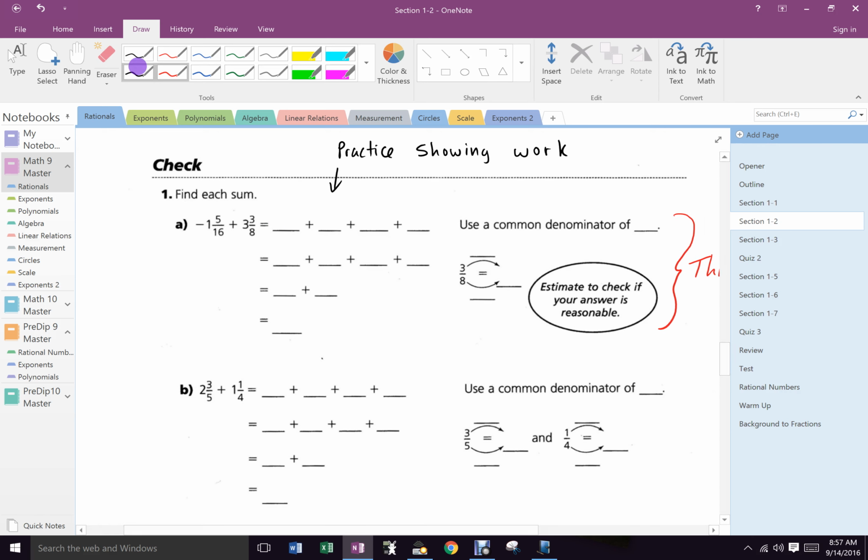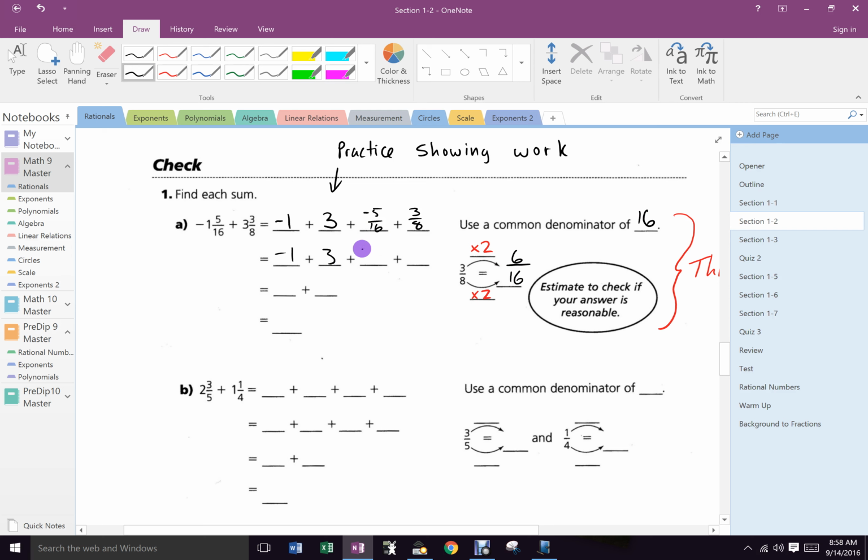So I'm going to do big numbers first. Negative 1 plus 3. Negative 5 over 16. And 3 over 8. Dominic, do these work? They do, because 16 works for both, right? So I got to use 16. Am I changing 16? I'm only changing 8. How do I change 8? Multiply by 2. So what do I do to the numerator? Multiply by 2. And what do I get? 6 over what? 16.